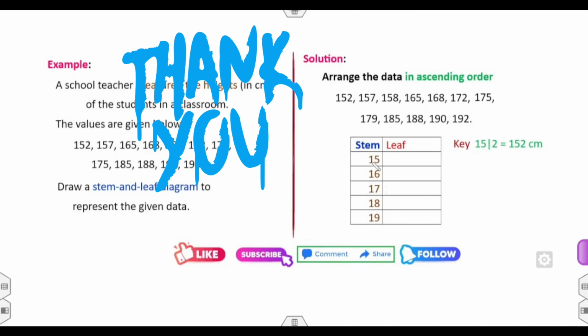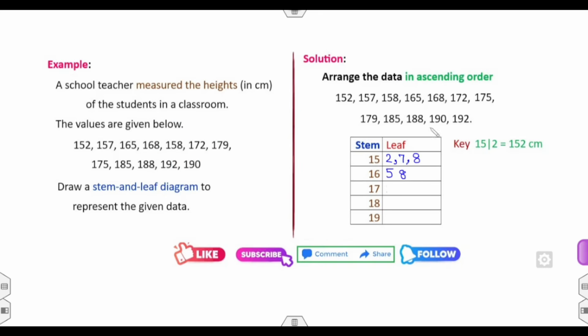Now you can substitute the values. It's a 2, a 7. Either you can write a comma, your choice, or you can put a space between them. 16 has only 2 leaves, 17 has 3 leaves, 2, 5, 9, and similarly 18 and 19 have 2 leaves. Fine. This is the way you can construct the stem and leaf plot.